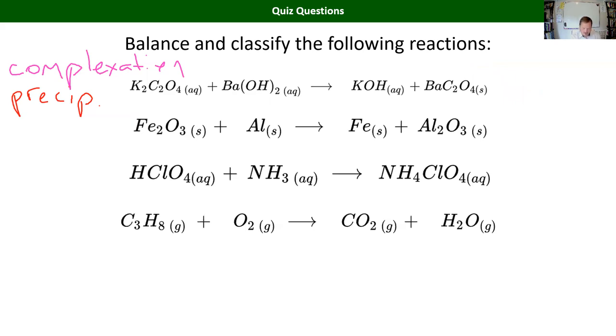we'd look at it and say, okay, well, I've got two potassiums on the left. I'm probably going to need to put a two there. I've got one oxalate on the left. I've got one oxalate on the right. So oxalates are balanced. I've got one barium on the left. I've got one barium on the right. So barium is balanced. I have two hydroxides on the left and two hydroxides on the right. So my hydroxides are balanced. So to balance this one, all we had to do was put the two in front of the potassium hydroxide.